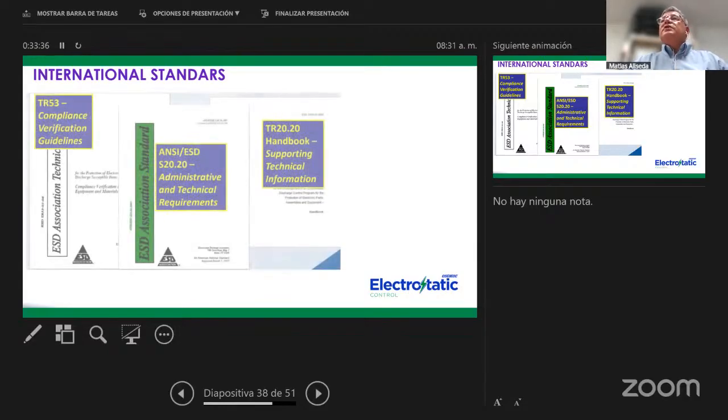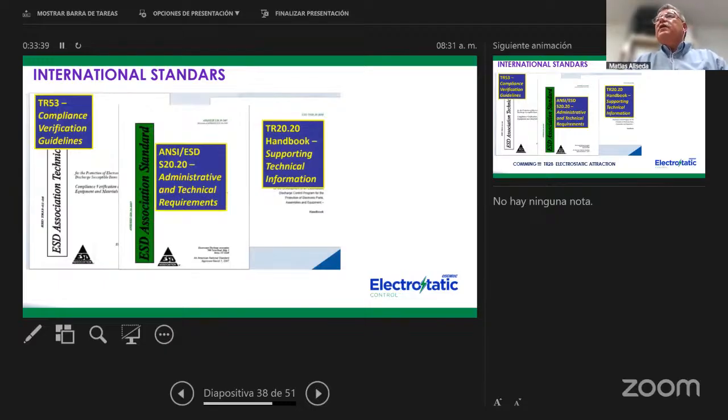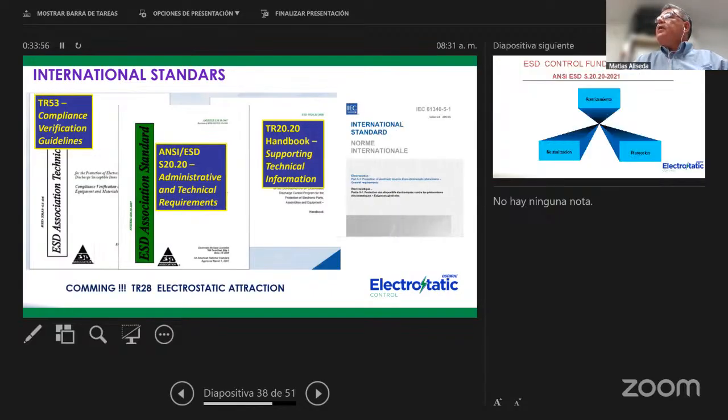The international standards that we have: the ESD Association has the main one, ANSI ESD S20.20. The last version is 2021. We were part of that, and we translated it into Spanish. And for Europe, we have the IEC 61340, which is the one used in Europe.